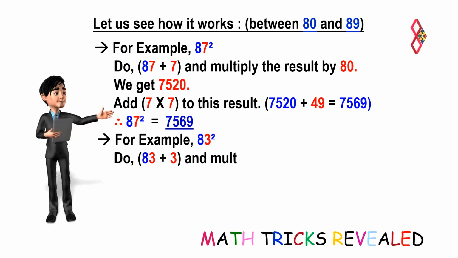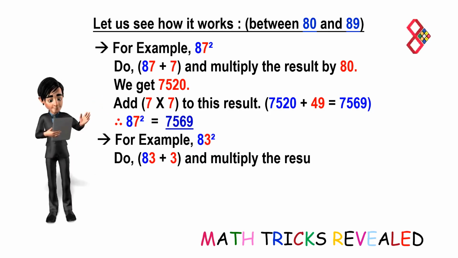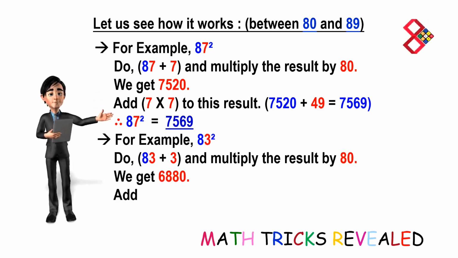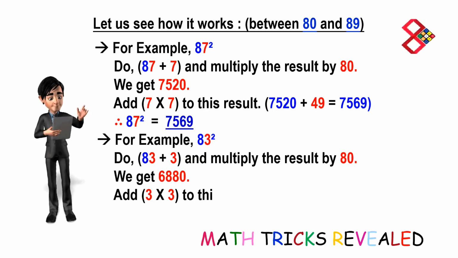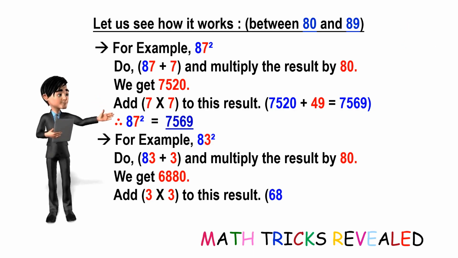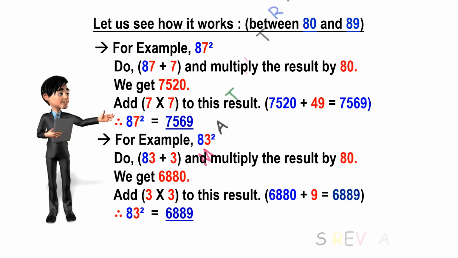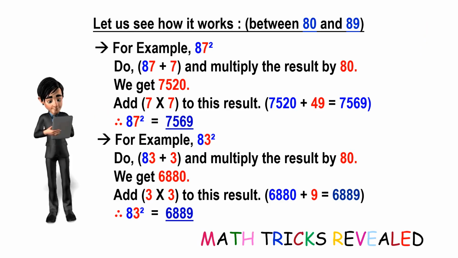Take another example, 83 squared. 83 plus 3, multiply the result by 80. We get 6880. Add 3 times 3 to this result. 6880 plus 9 will give you 6889. 83 squared is equal to 6889.